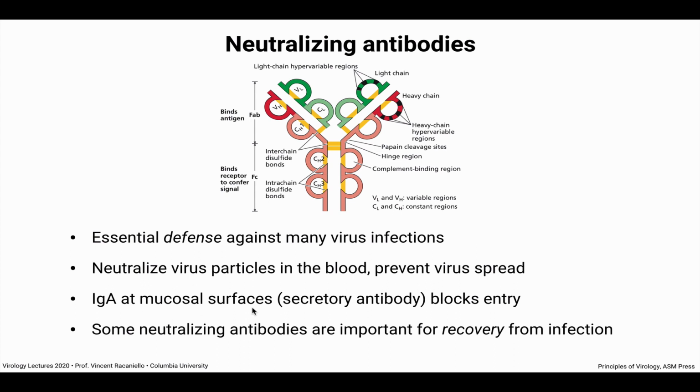So in general, we think that most antibodies prevent infection. So if you're vaccinated, you're going to make antibodies. You're going to have a memory antibody presence. And then when you get infected with the real virus, you have a big antibody response that protects you from infection. But we also know that sometimes antibodies, neutralizing antibodies, can be important for recovery. We can give infected people antibodies, and they will recover as well.